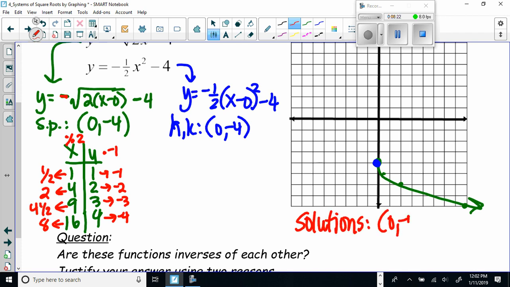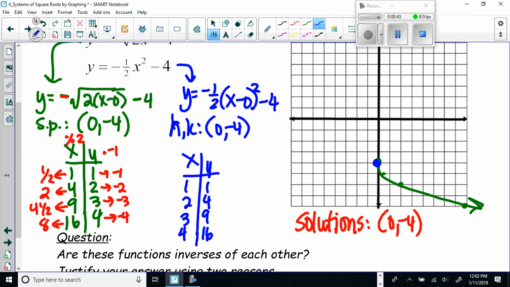So one of our solutions is at 0, -4. All right, so with quadratics, these are an inverse of a square root, so I can just flip the x and y's for the parent function. 1, 4, 9, 16. Or I could plug it in. 1 squared is 1, 2 squared is 4, 3 squared is 9, 4 squared is 16.